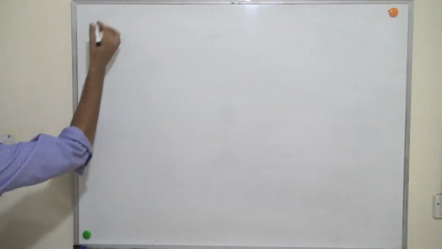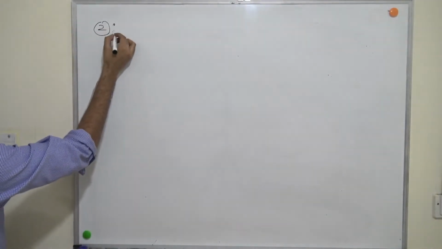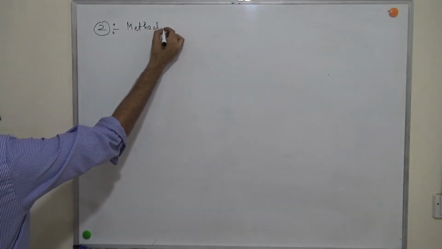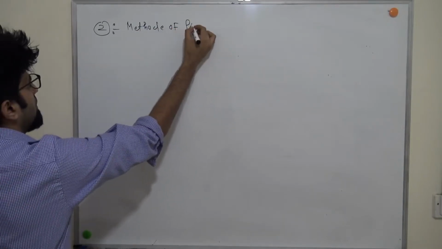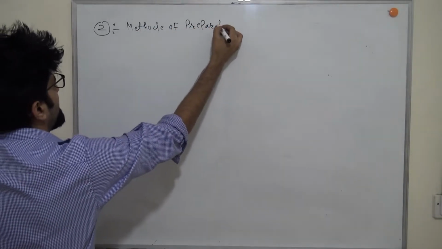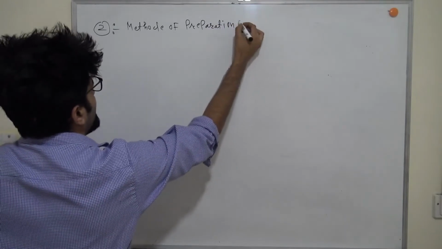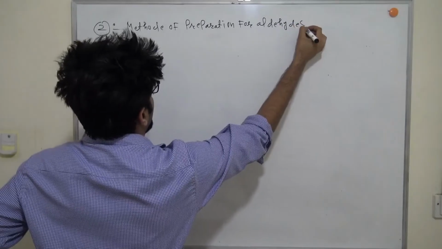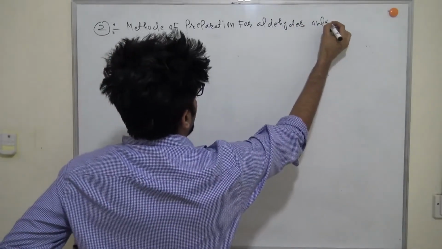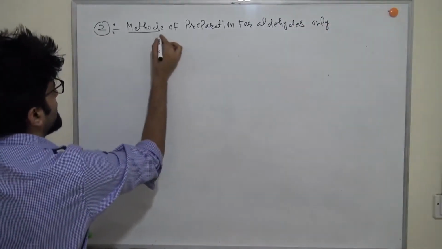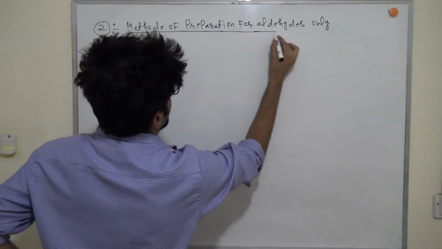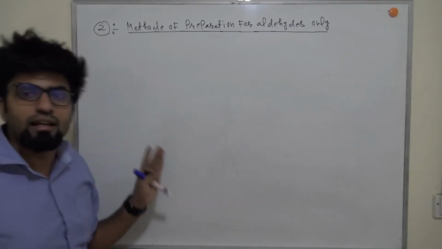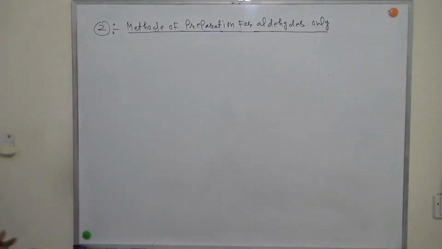So in methods of preparation, the second heading is method of preparation for aldehydes only. Okay, only aldehydes. We can only prepare aldehydes, we can't prepare ketones with these methods, and they are quite important methods.